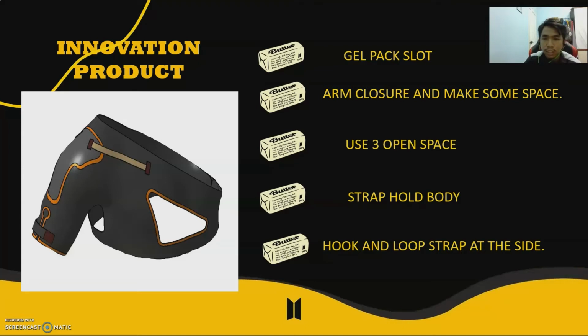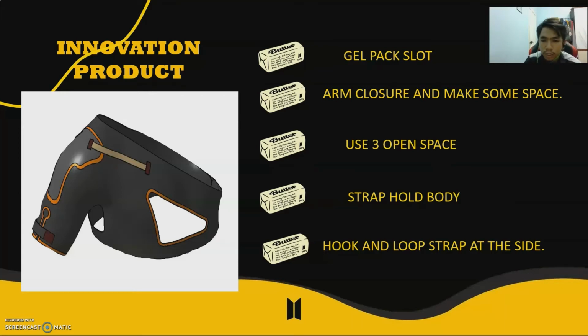We still use the Velcro strap to make the guard fit more. Thirdly, we have used 3 open spaces at the front, side, and back. The open space function is to give breathing and airflow to the brace guard.